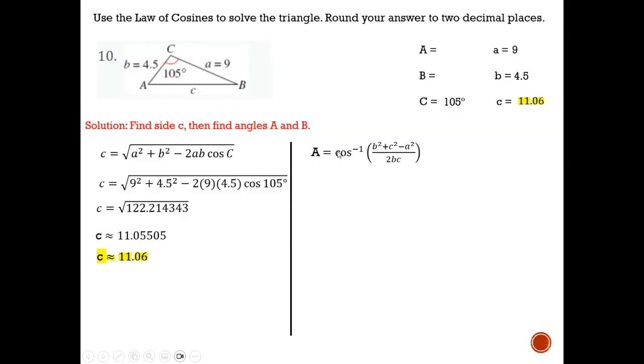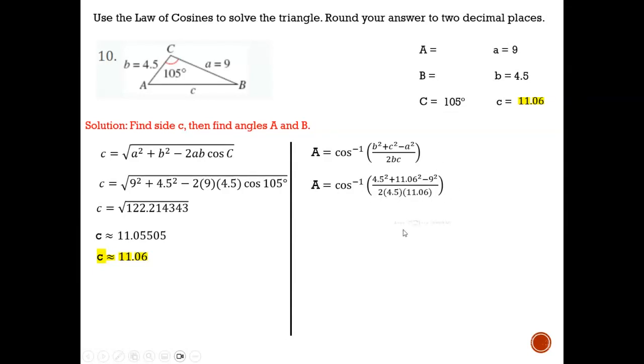So I'm going to solve for A. If you recall from the formula from a few slides ago, we have the inverse cosine of all of this, which is A. So be very careful and appropriately plug everything in. Little b is 4.5, c is 11.06, a is 9, 2 times b times c.